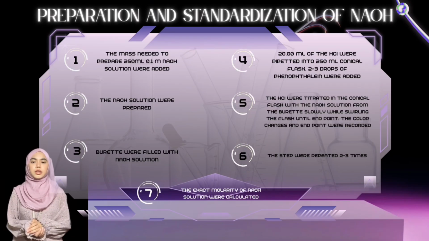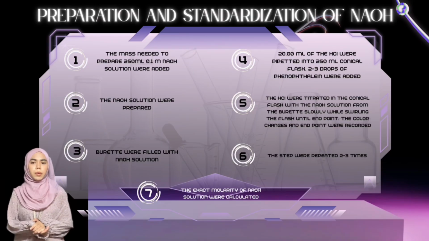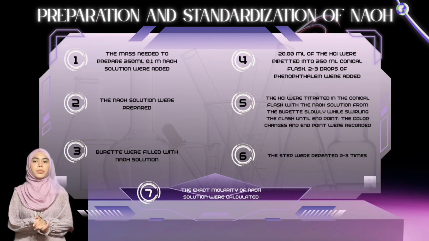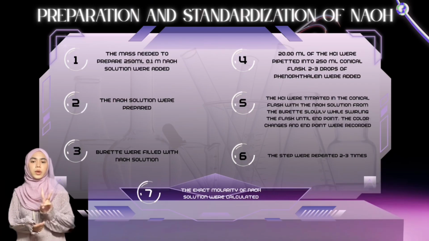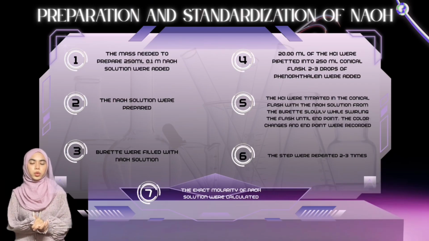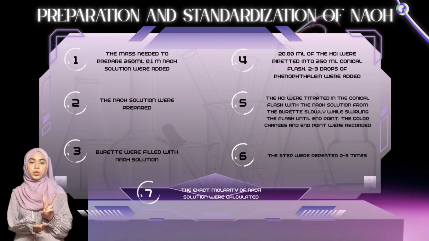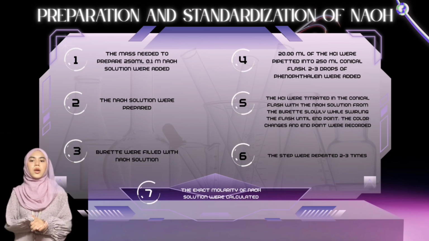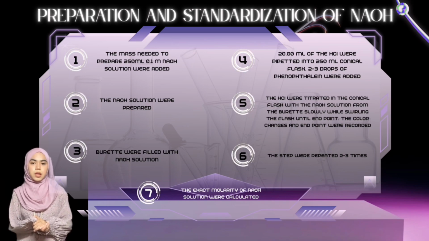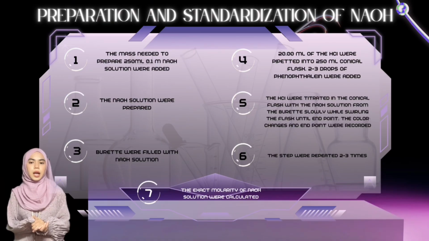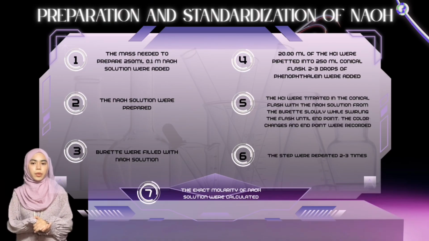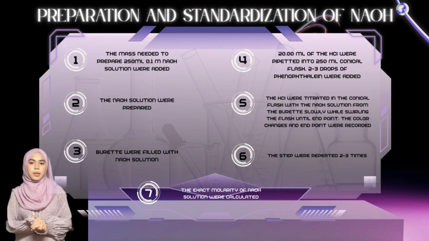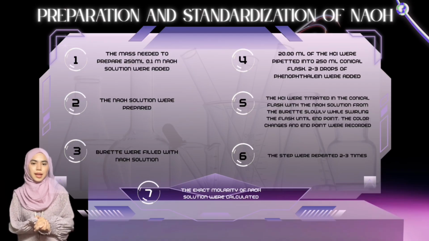Next, we begin by preparing and standardizing the sodium hydroxide. First, the mass needed to prepare 250 ml of 0.1 molar NaOH solution was added. The NaOH solution was prepared. The burette was filled with NaOH solution. 20 ml of HCl was pipetted into a 250 ml conical flask. 2 to 3 drops of phenolphthalein were added. The HCl was titrated in the conical flask with the NaOH solution from the burette slowly while swirling the flask until the endpoint. The color change and endpoint were recorded. The step was repeated 2 to 3 times. The exact molarity of NaOH was recorded and calculated.